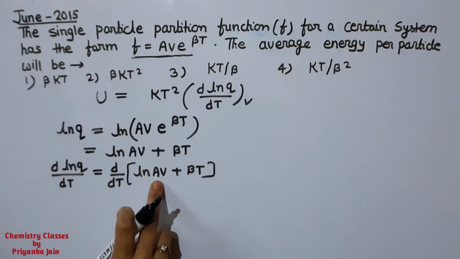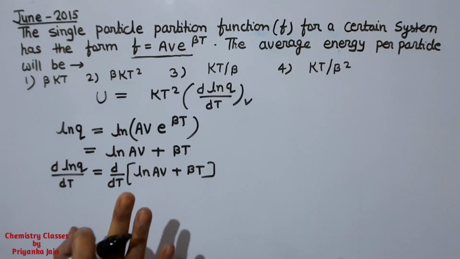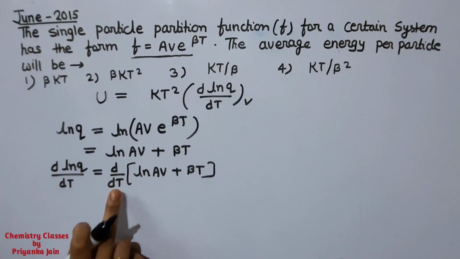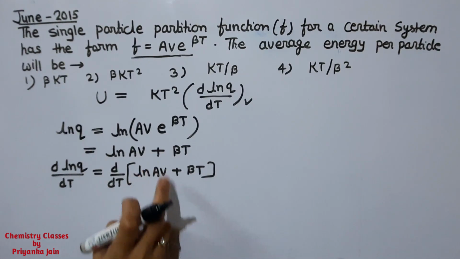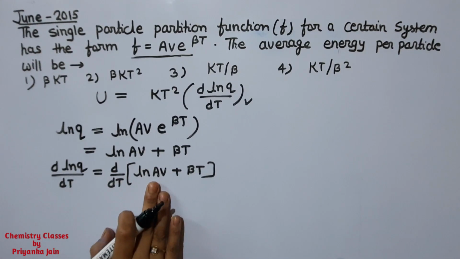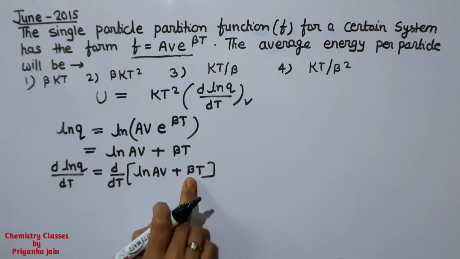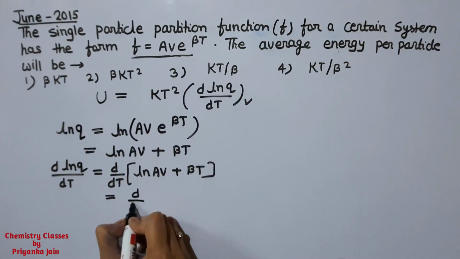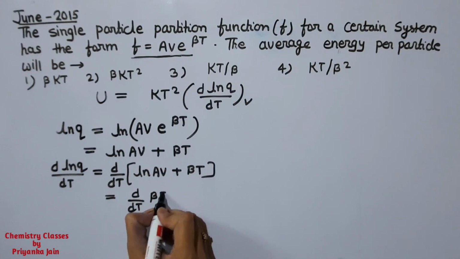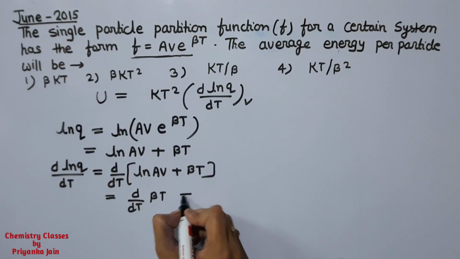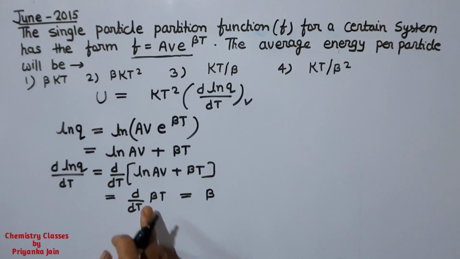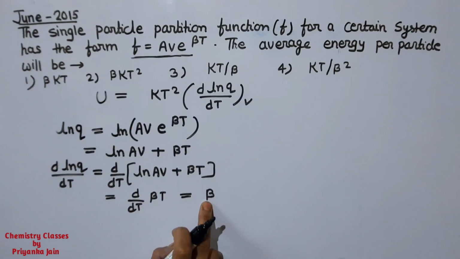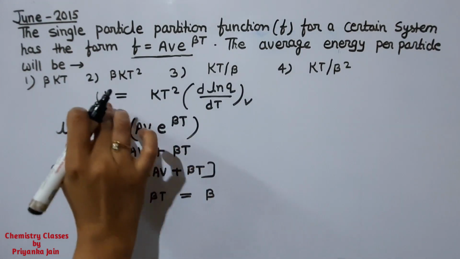Now see here, this a and v will be constant because we are differentiating with respect to temperature. So this term will be constant and its value will be equal to 0. Now see its differentiation, d by dt of beta t. Here beta is constant, so it will come outside, and differentiation of t with respect to t will be equal to 1. So this value comes equal to beta, right?